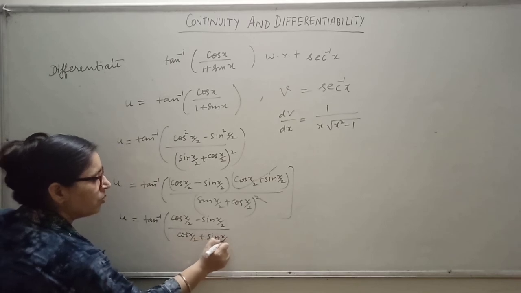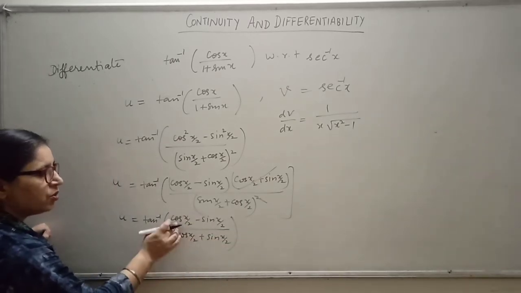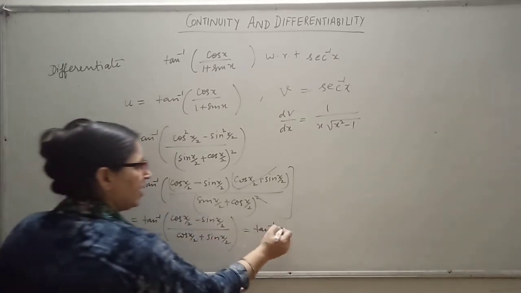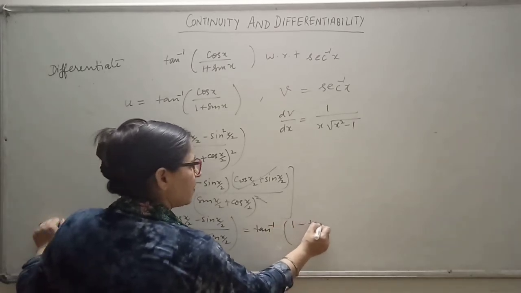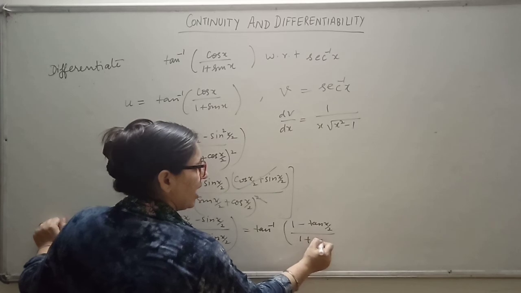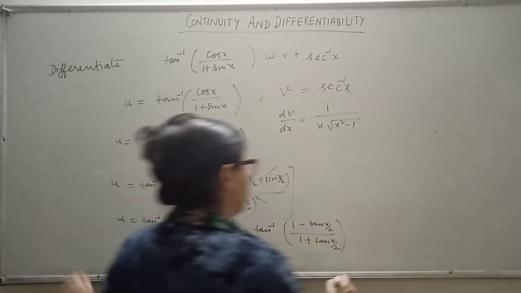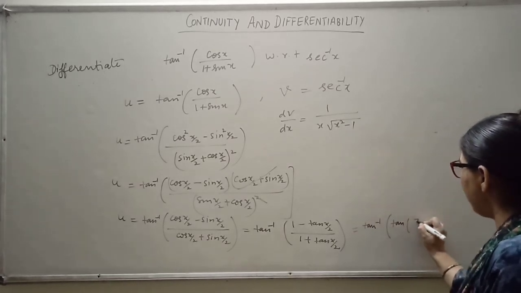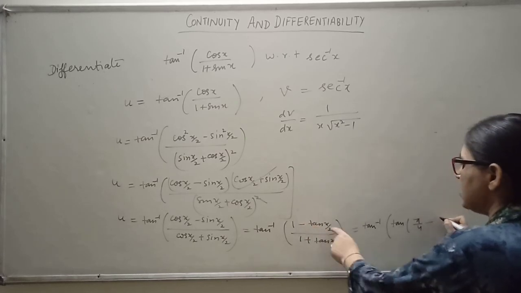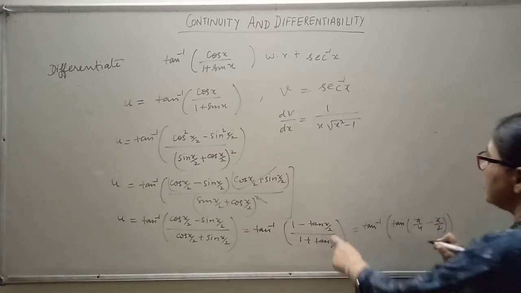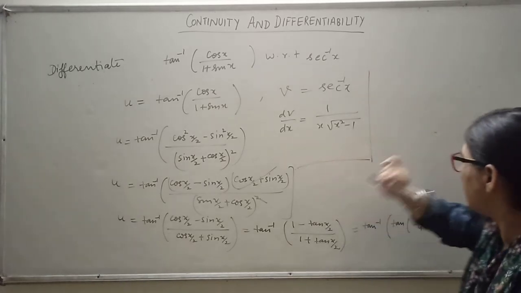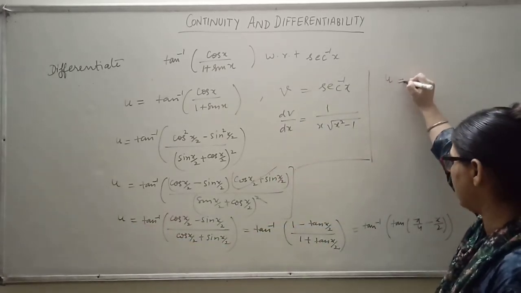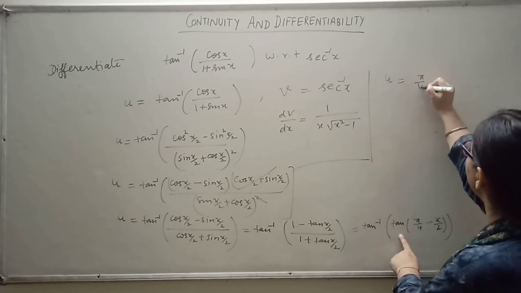And I have already told you, whenever this type of expression is there, you divide the numerator and the denominator by cos. So when you divide by cos x by 2, it becomes 1 minus tan x by 2 upon 1 plus tan x by 2. Okay, so now we can apply the identity directly. That is, this is tan of pi by 4 minus x by 2, because it is minus in the numerator. These identities we have already done. Now you are simplifying u. u is equal to tan and tan inverse cancel, pi by 4 minus x by 2.